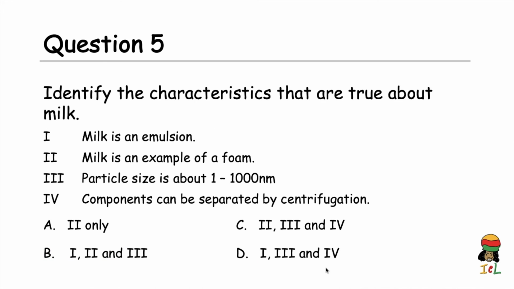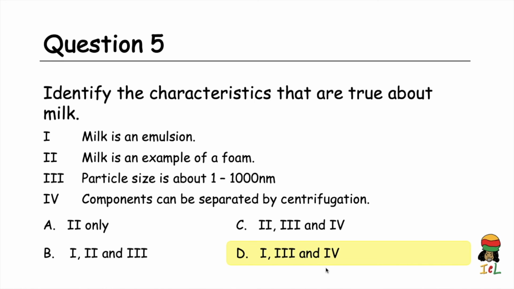Question 5. Identify the characteristics that are true about milk. 1. Milk is an emulsion. 2. Milk is an example of a foam. 3. Particle size is about 1 to 1000 nanometers, and 4. Components can be separated by centrifugation. And our options are A, 2 only, B, 1, 2, and 3, C, 2, 3, and 4, and D, 1, 3, and 4. The answer is D, 1, 3, and 4.